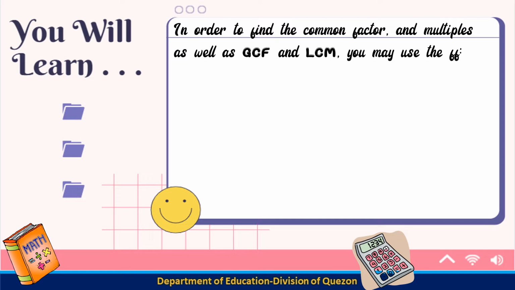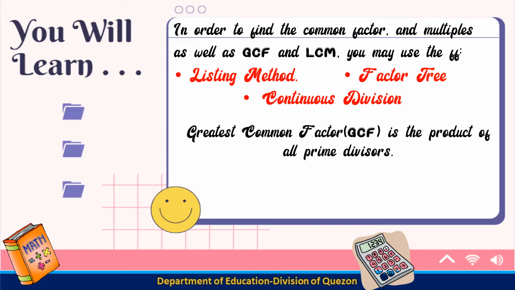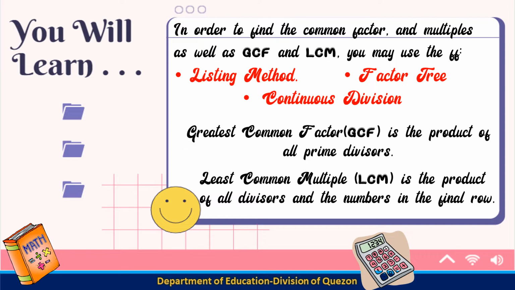You will learn that in order to find the common factors and multiples, as well as the GCF or greatest common factor and the LCM or least common multiple, you may use the following: the listing method, the factor tree or the prime factorization, and the continuous division. The greatest common factor or GCF is the product of all prime divisors, while the least common multiple or LCM is the product of all divisors and the number in the final row.